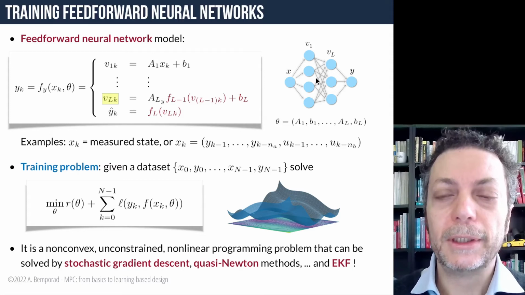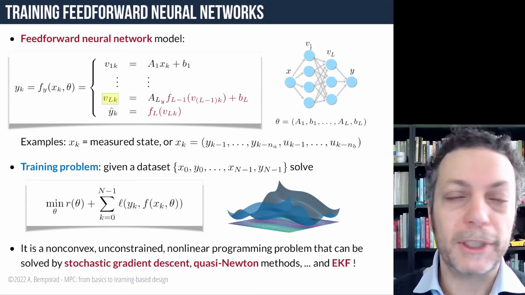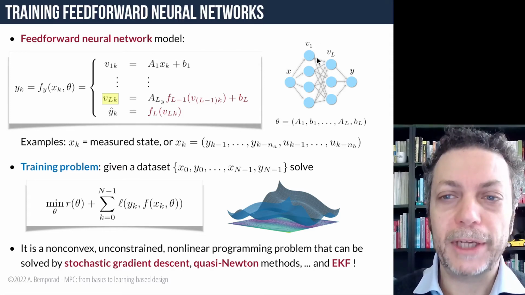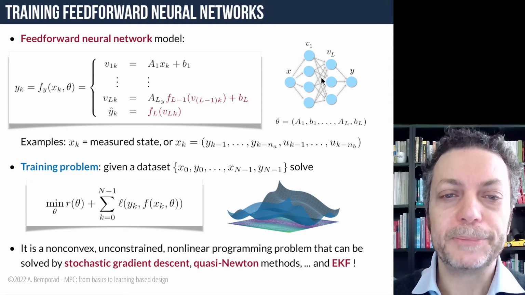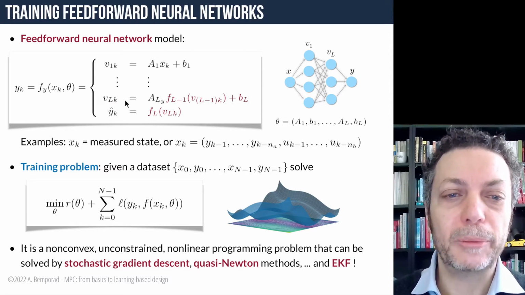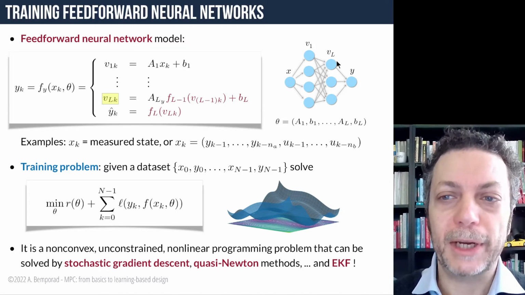So if you do this, you can have just one layer, which will be a shallow network, or multiple layers, which will be a deep network, and then in the end you have the output, which is either just a linear combination, so it's just equal to VL, or it's a further output function that is applied on the last layer.